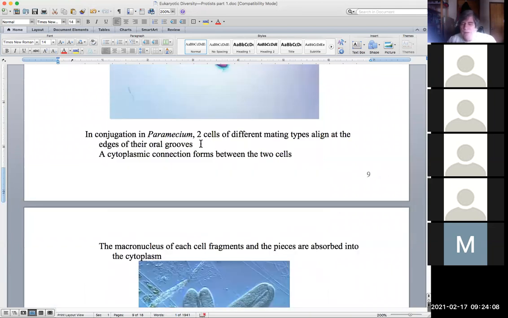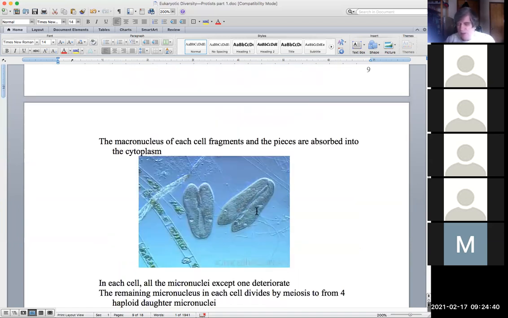Now, horizontal gene transfer in paramecium occurs by a process called conjugation. And it originally got its name because it looks somewhat similar to conjugation in bacteria cells. Remember, in bacteria cells, we had two bacteria cells kind of line up next to each other. They made a cytoplasmic bridge from one cell to the other. And if we look at paramecium, we see something similar.